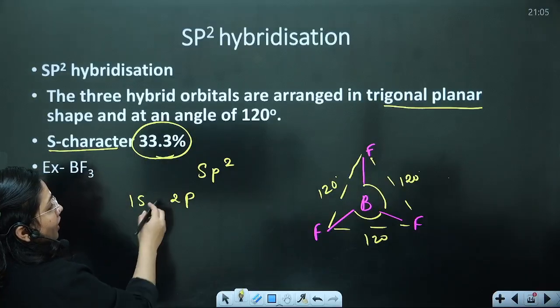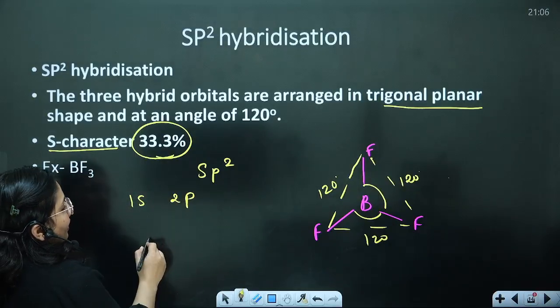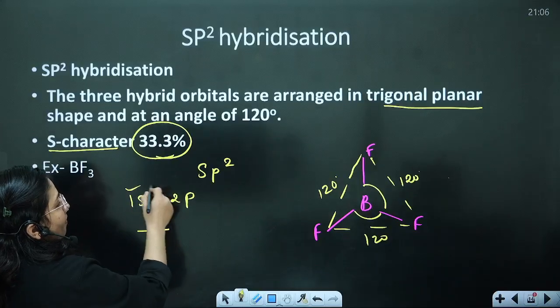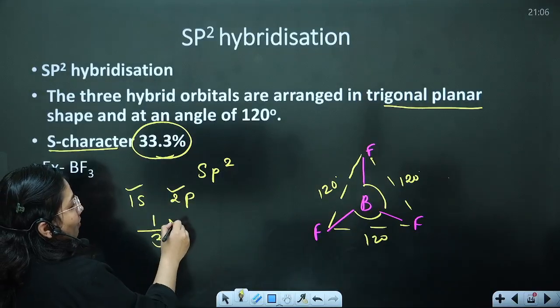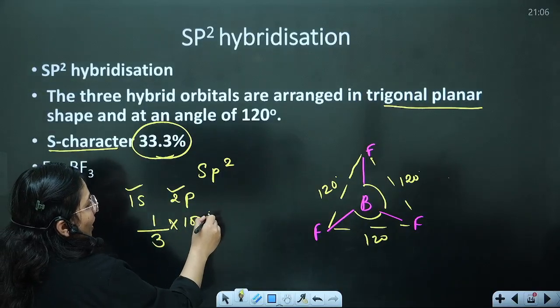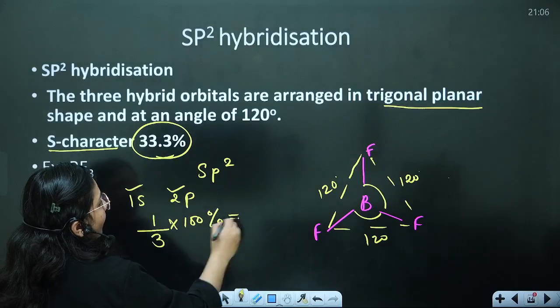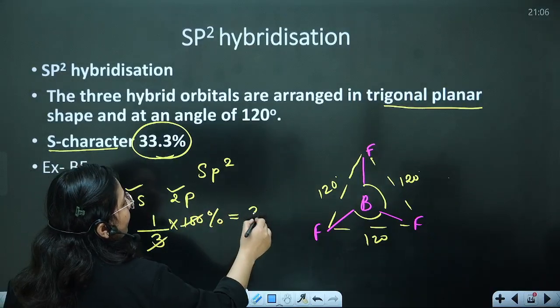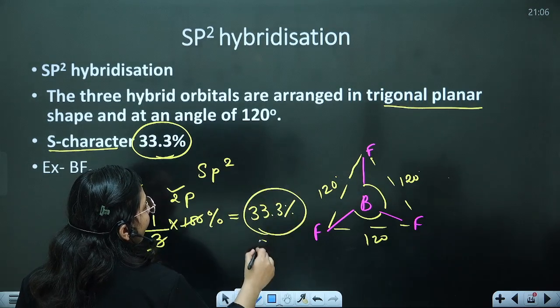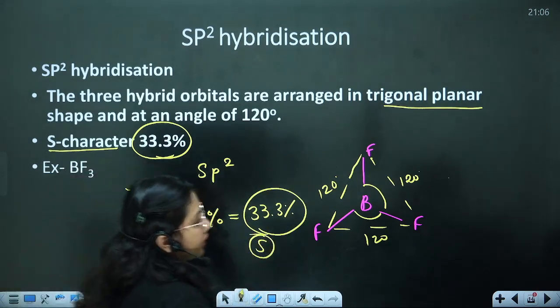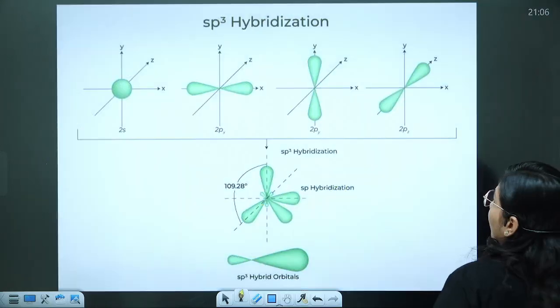Out of them, if we calculate it, it is 3 orbitals, 1 plus 2, that is 3. How many s are here? 1 multiplied by 100%, and when you divide, there will come 33.3%. That is your s character. Okay, this is how we can calculate.